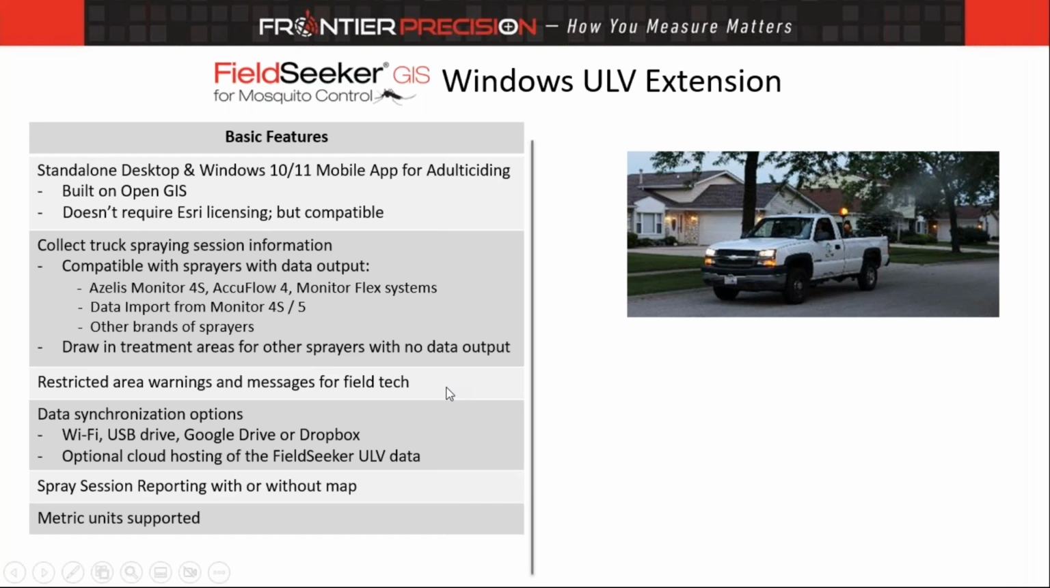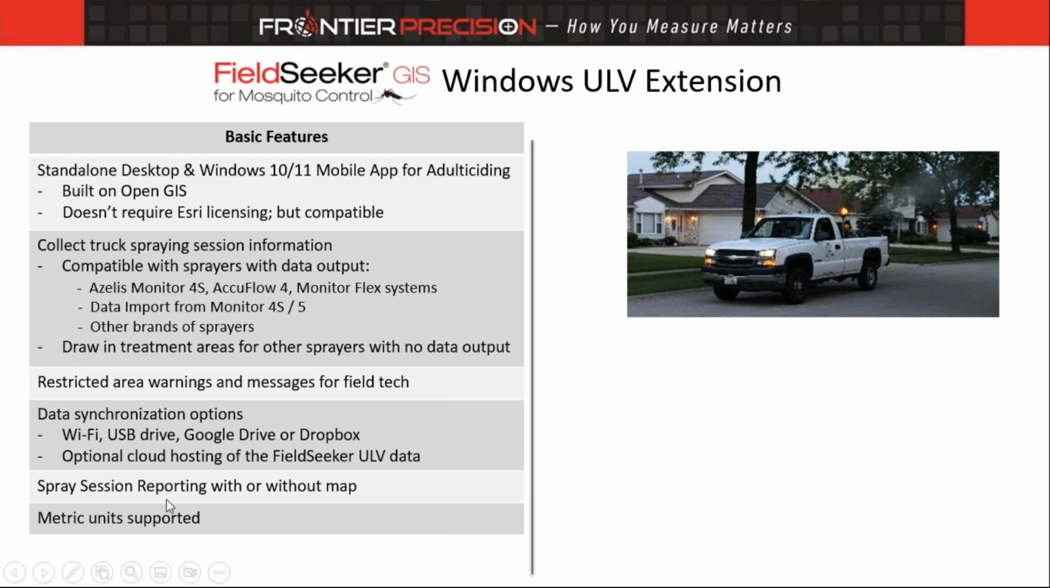There's ways to customize the restricted area warnings for the field tech. We have different ways that data can be synchronized with the office, whether that's through Wi-Fi, an external USB drive, or Google Drive or Dropbox. We also have optional cloud hosting of the FieldSeeker data. So if you don't have IT staff to help get this set up on your PC, or maybe your IT staff is busy, we can host it on our cloud system and help out with this.